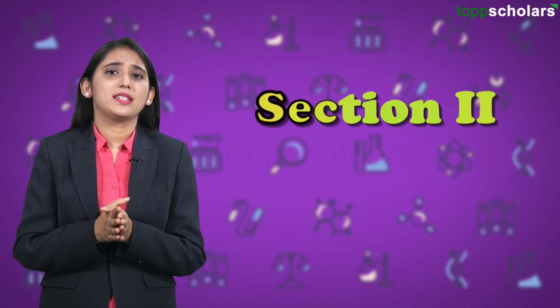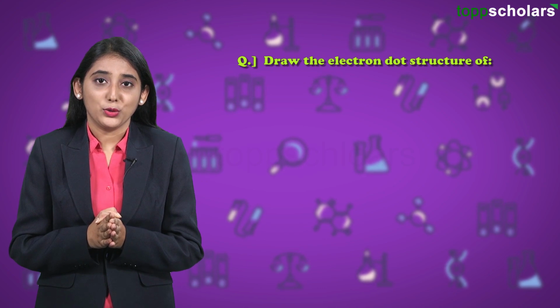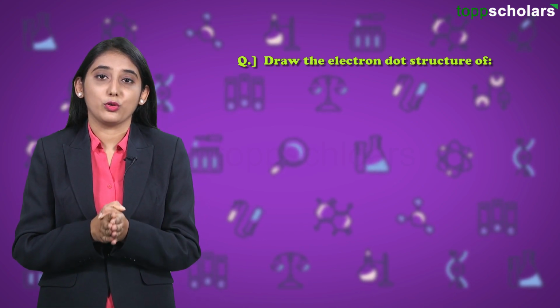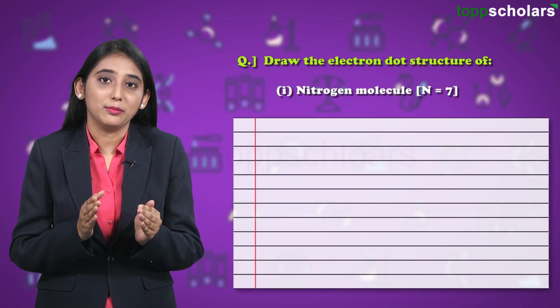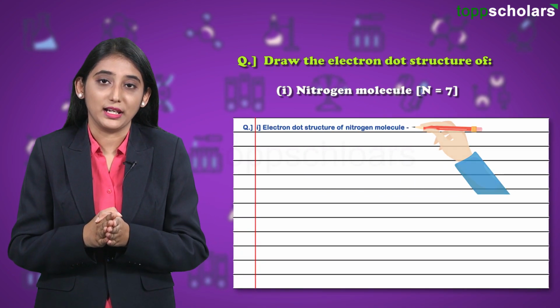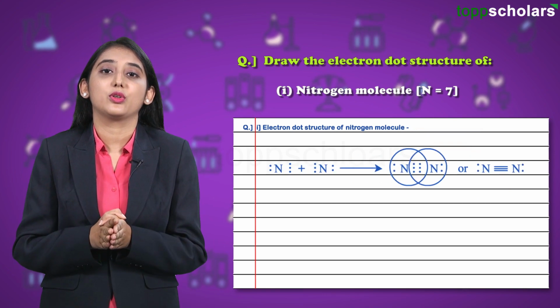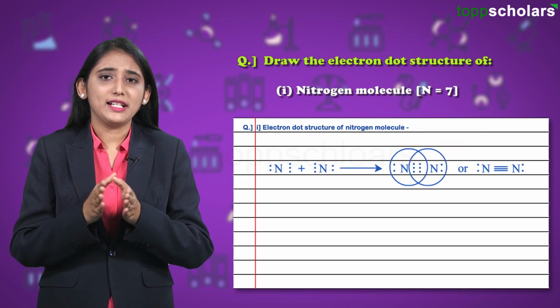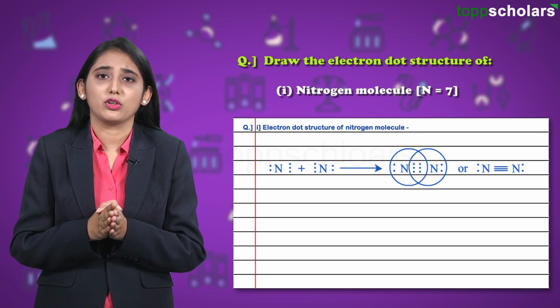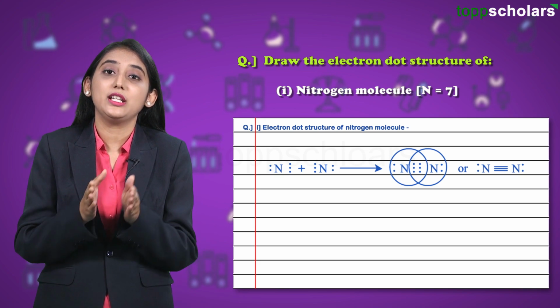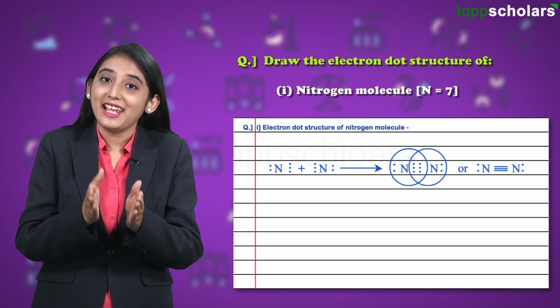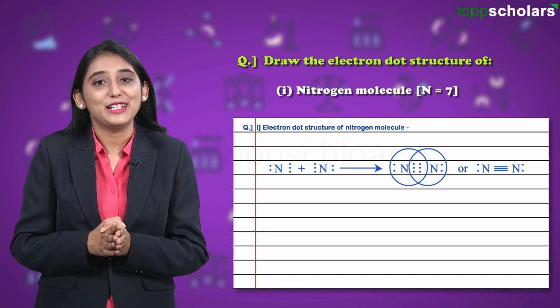So friends, let's now talk about section 2. The type of questions that can be asked in section 2 can be based on the electron dot structure. If you want to show the electron dot structure of a molecule, you need to first show the individual constituent elements with their corresponding valence electrons and then show the electron dot structure for the molecule. For example, if you need to show the electron dot structure for the N2 molecule, you need to first show the electron dot structure for the individual nitrogen atoms and then show the electron dot structure for the N2 molecule.